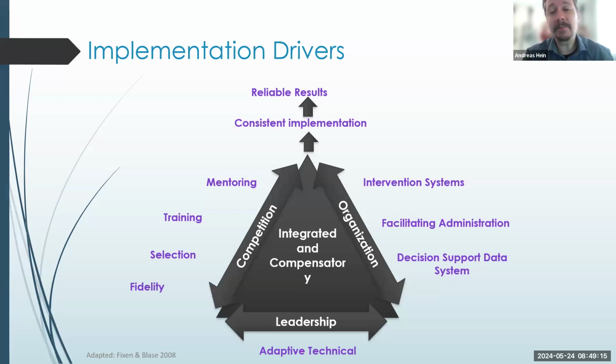Basically, the model would say you need to have organizational factors, referring to data for decision support, and facilitative administration and intervention systems. You need to have clear support of leadership, and there are two kinds of leadership. You need support within the organization, which we call adaptive leadership, the leadership that solves problems and issues. But you also need technical leadership, leadership that understands the technical issues at hand and how to actually produce results.